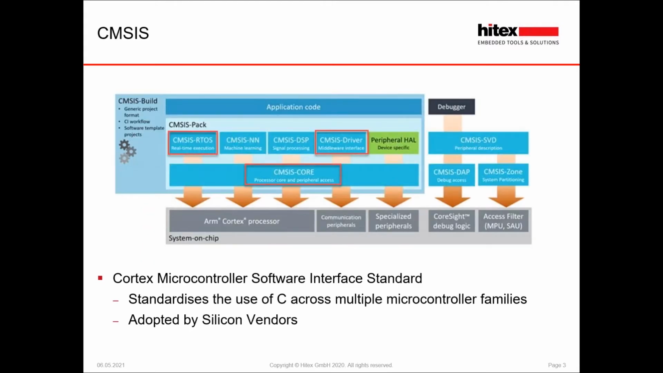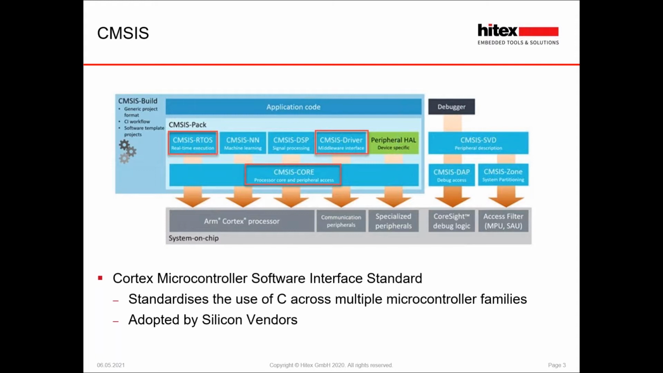And also, since ARM introduced the Cortex-M microcontroller, they've spent a lot of time defining a set of standards called CMSIS, the Cortex Microcontroller Software Interface Standard. And this provides a number of general purpose APIs that help us standardize the use of C code across a lot of different microcontrollers. So what I want to look at today is how we can start to use these standards to make a general purpose framework that allows us to reuse code and move code between different microcontroller families.